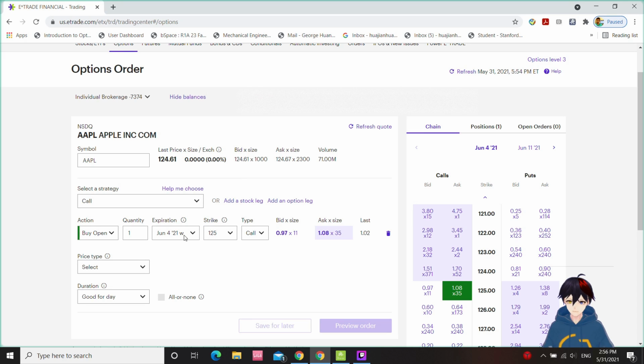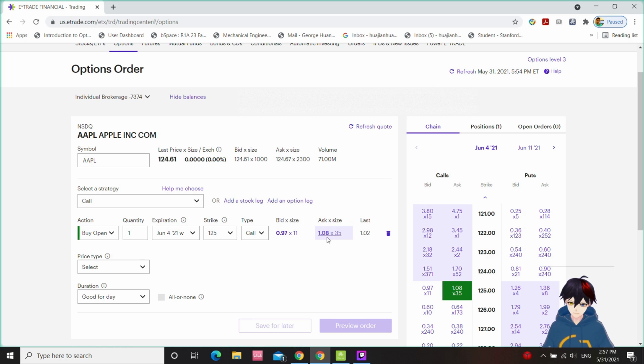So for example, if you have a call and your strike price is 125, that means if you buy a call at the strike price of 125, then you basically buy the right to, but not the obligation to, buy 100 shares of this stock, Apple in this case, at the price of 125 each. And here's the call and put. You can switch between them depending on your strategy.